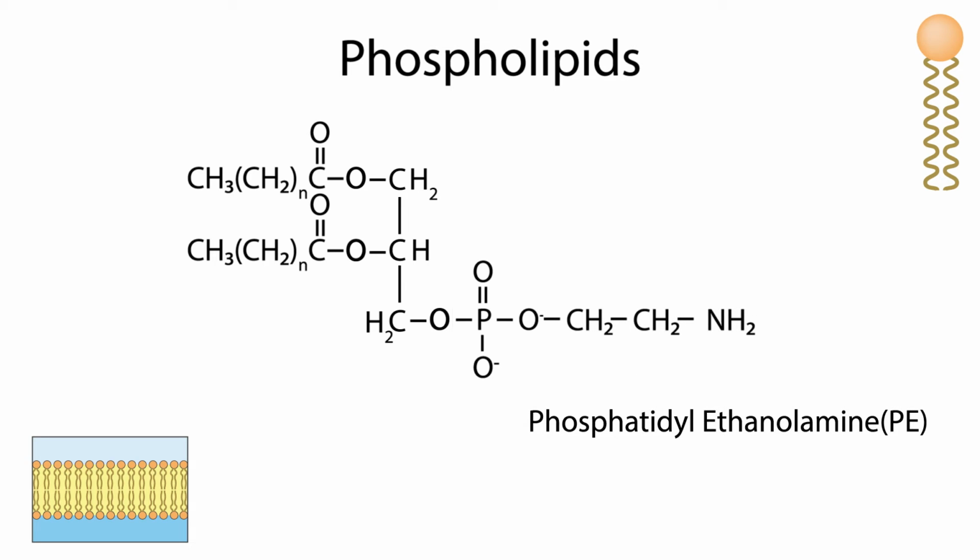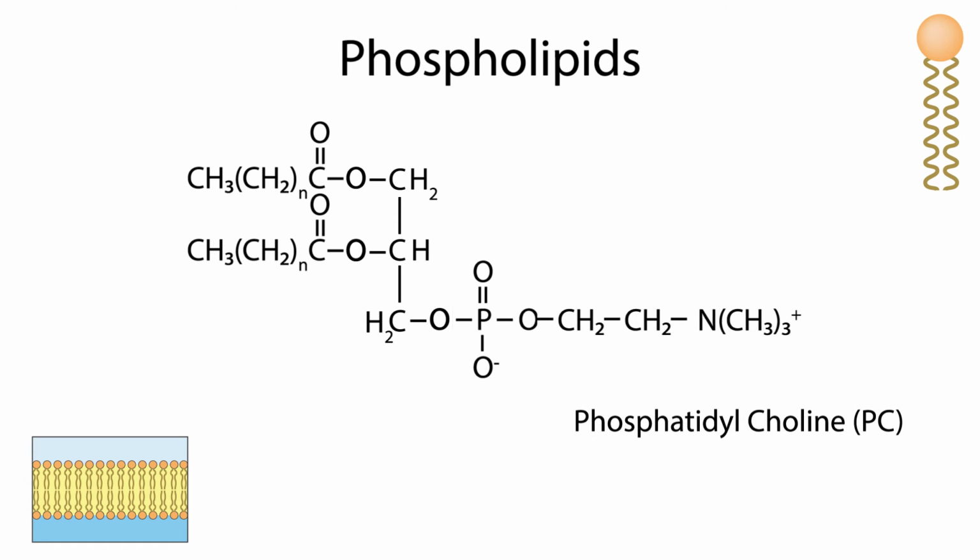Ethanolamine is serine without the acid group. This phospholipid is phosphatidylethanolamine. It is an important phospholipid during autophagy. Choline has a quaternary amine group and therefore has a positive charge. Phosphatidylcholine is the most prevalent phospholipid, representing 45 to 50% of the membrane.